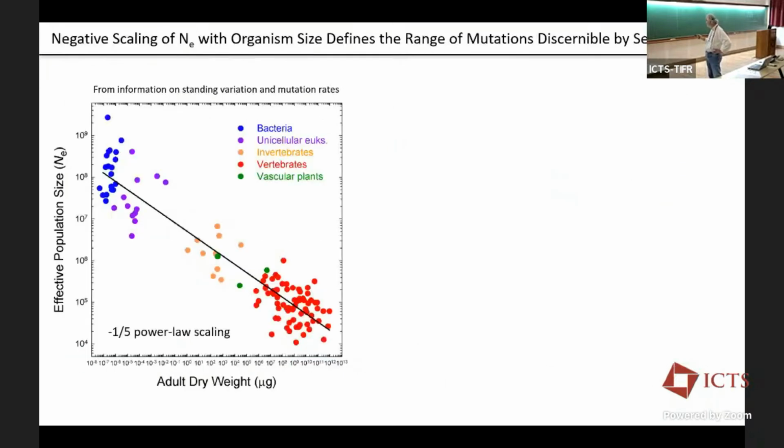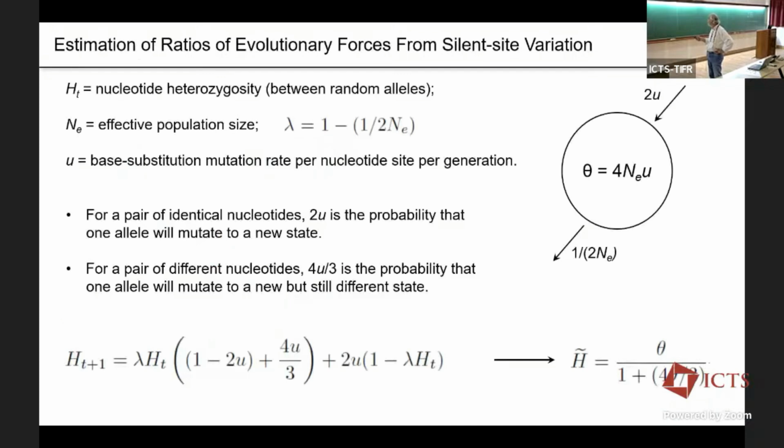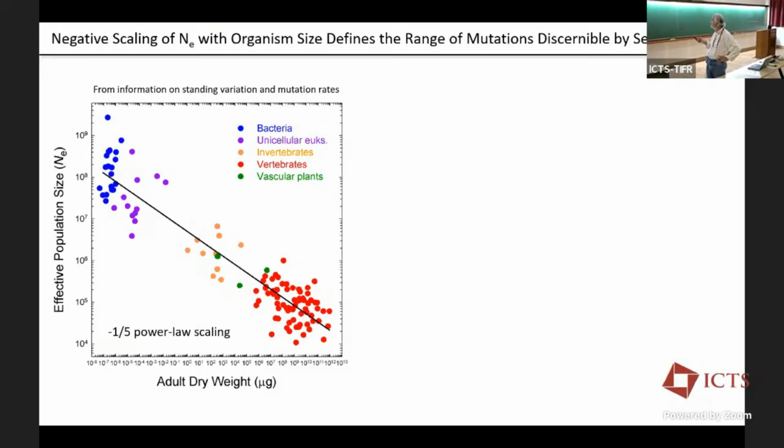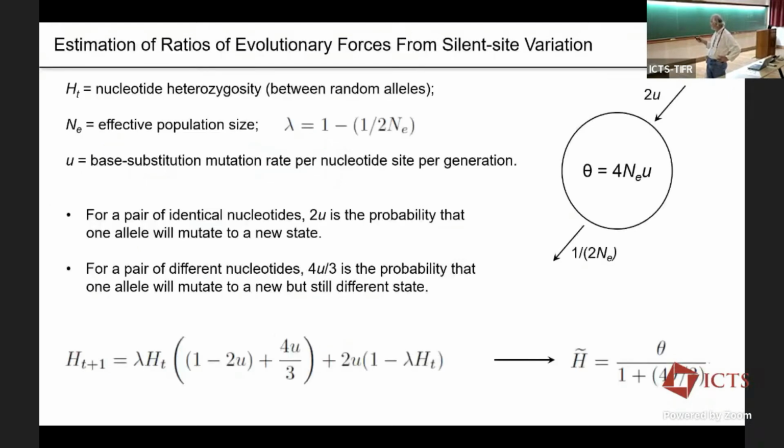And when you do that, this is the formula you get here. And this thing called theta here is the quantity 4NEU. So one way to think, again, we're looking at ratios of different population genetic effects. The power of drift is 1 over 2NE for a diploid. And so we flip that over, we get 2NEU. And I won't go into where the additional 2 comes from. But the point here is that the standing level of variation reflects the balance between mutation and random genetic drift.